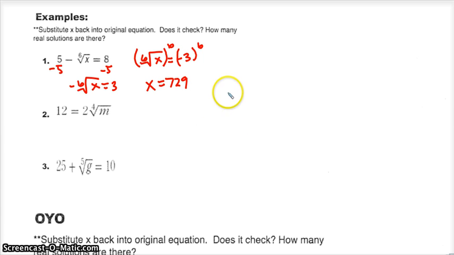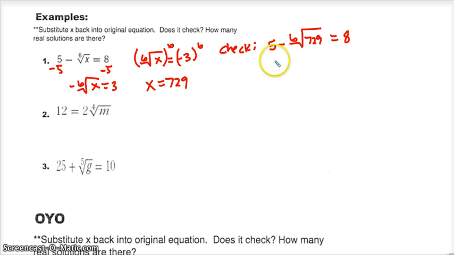Now, it's time to check our answer. I'll plug 729 back into the original equation. 5 minus the 6th root of 729 equals 8. 5 minus, and the 6th root of 729 is 3. That's supposed to equal 8. Well, we get 2 equals 8. Uh-oh, that's a problem. This is what's called an extraneous solution.